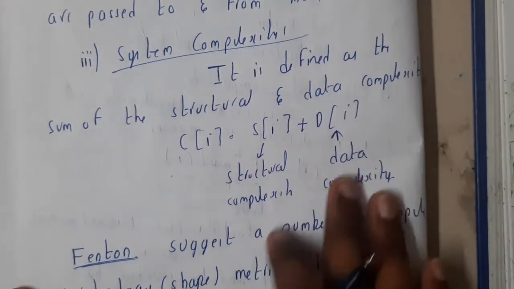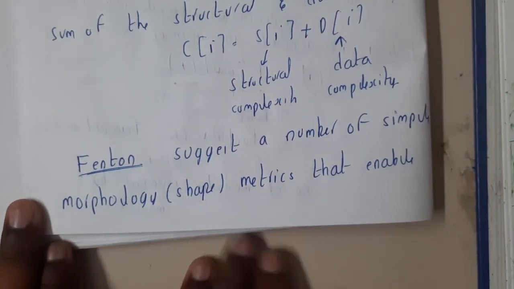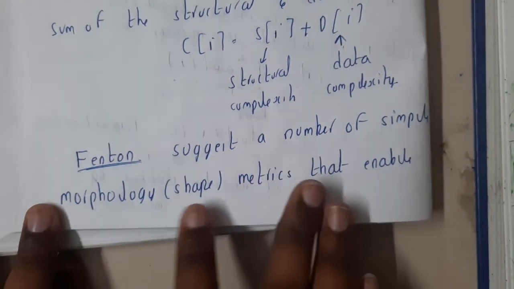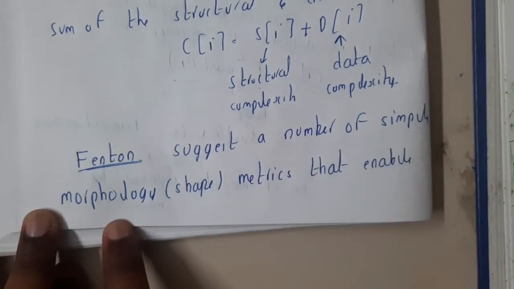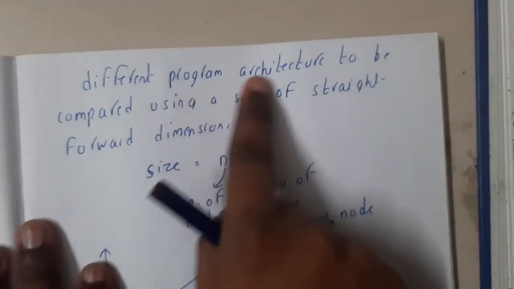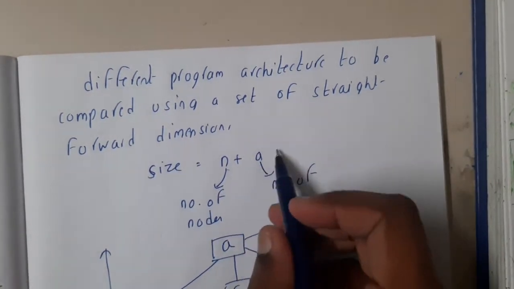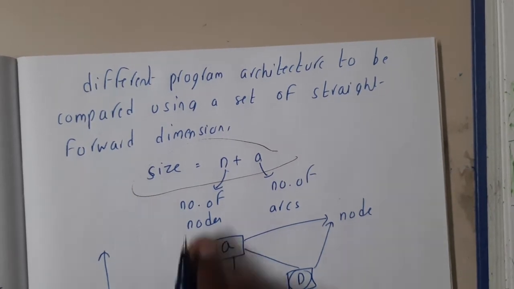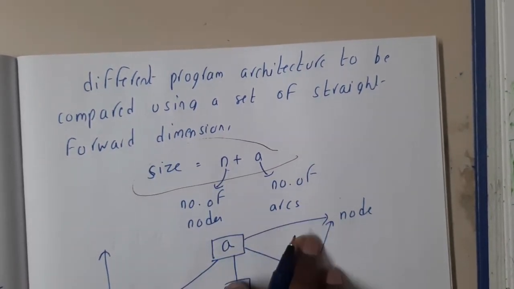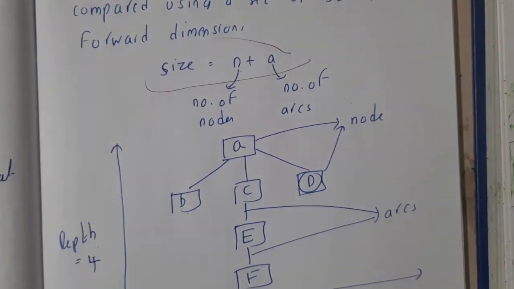Okay, so once the complexity is done, we'll be moving on to Fenton, guys. This concept is really easy and simple. He suggests a number of simple shape metrics that enable different program architectures to be compared using a set of straight lines. Basically, here we will say that size = n + a, where n is the number of nodes and a is the number of arcs. If you draw any graph or any tree, it will follow this, guys.